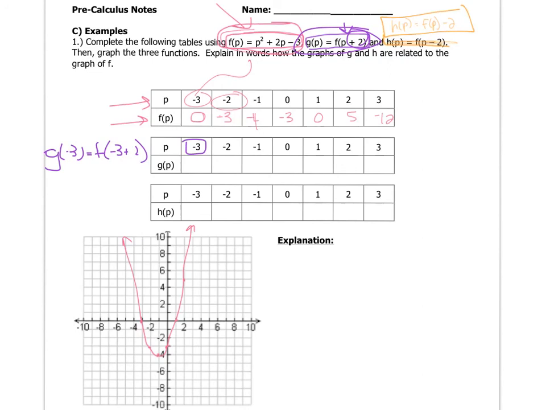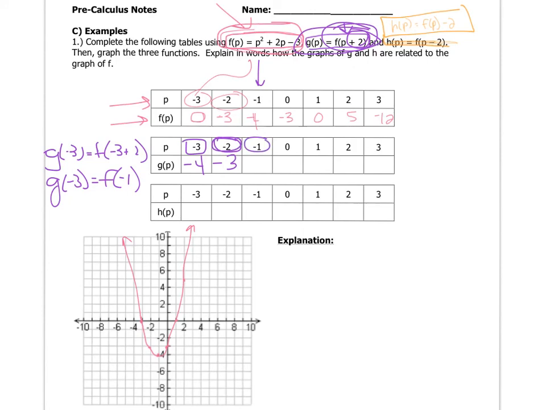So this is really not f of negative 3. g of negative 3 is really the same as f of negative 1, which we know from our last table is negative 4. Now what I want you to start thinking about is, g of negative 2, how does that relate to function f? When p is negative 2, I'm adding 2 to this input, so this is really like f of 0, which is negative 3.